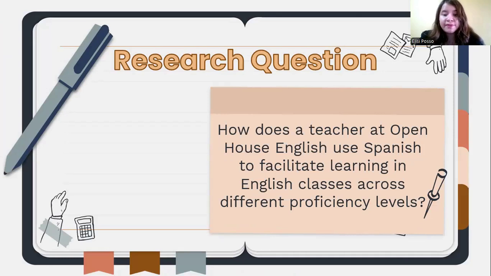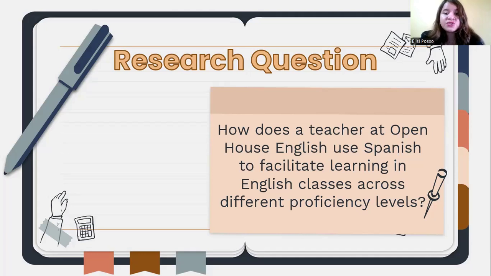The key concept here is facilitation, which aligns with Elisa's arguments in Chapter 6, where he discusses how Spanish can sometimes be a barrier, but can also serve as a useful tool for learning. I broke this question into three different objectives. The first is to determine the extent to which the teacher uses Spanish. The second is to explore the reasons behind its use.